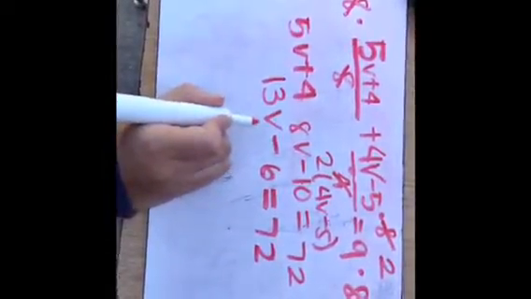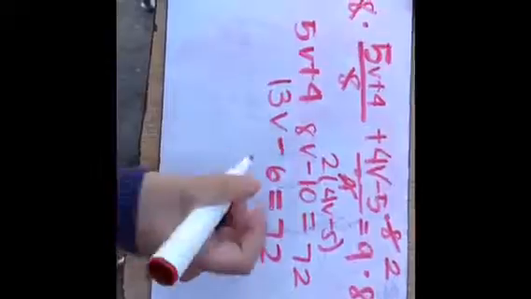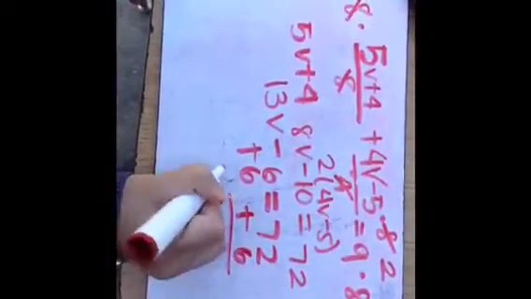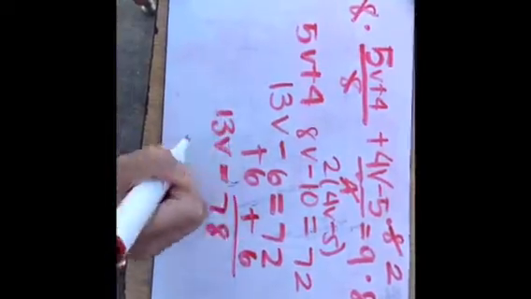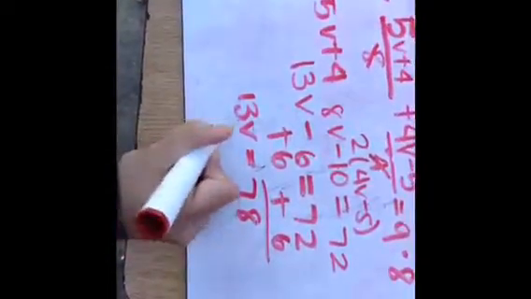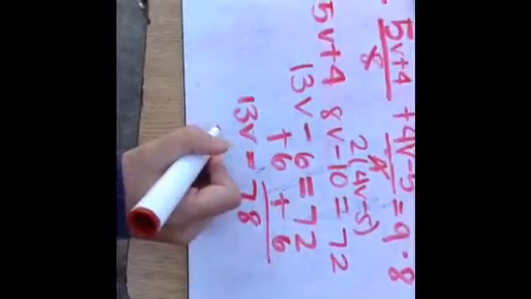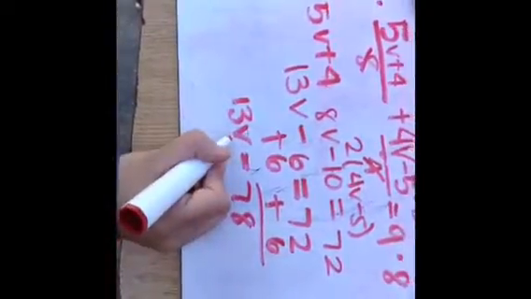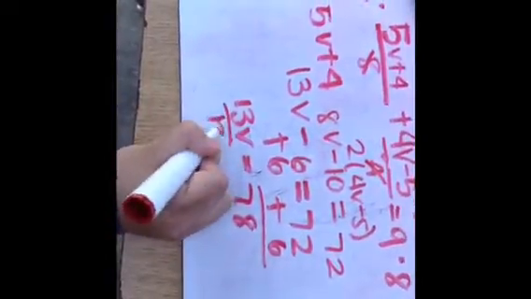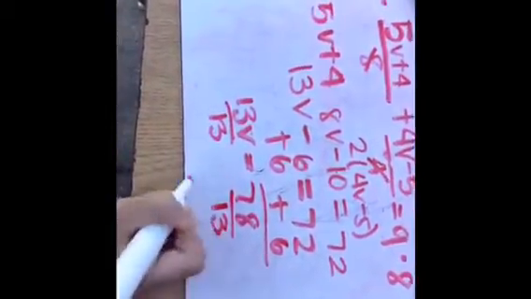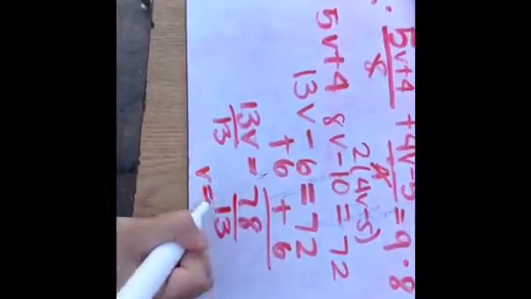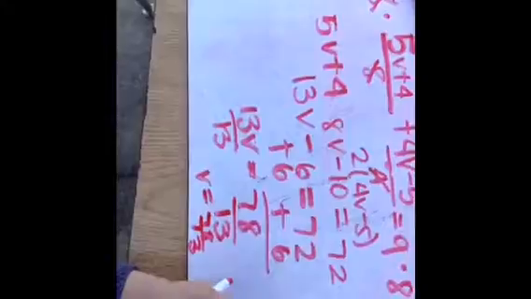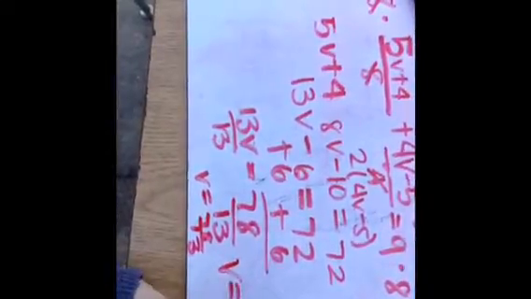Now you add 6 to both sides of the equation and you get 78 equals 13v. Now you divide both sides of the equation by 13 to isolate the variable v. You get v equals 78 over 13, which can be simplified to 6. So v equals 6.